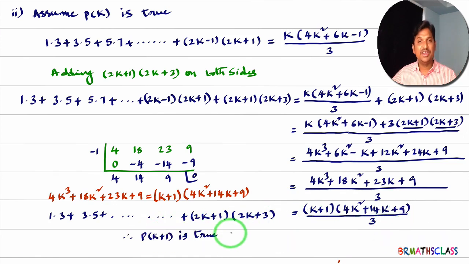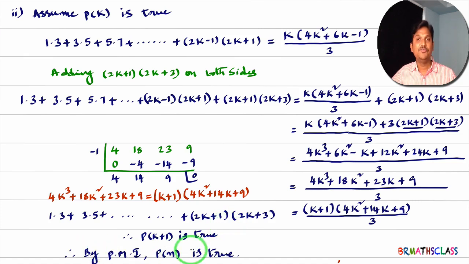See what we did. First, we proved P of 1 is true. Next, by assuming P of k is true, we proved that P of k plus 1 is true. Therefore, by the principle of mathematical induction, we can say that P of n is true. Hence, we proved the given statement by using the principle of mathematical induction. Now, we'll try to do one more problem of the same type.